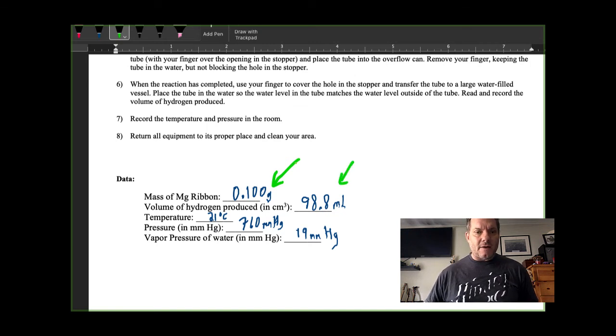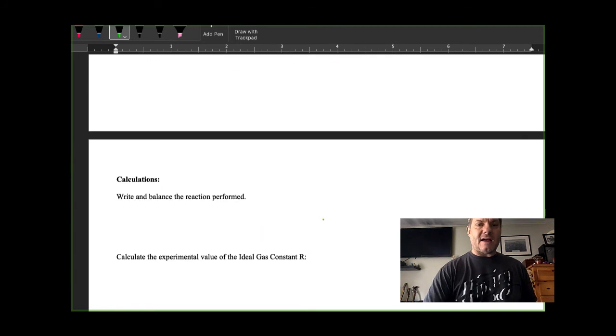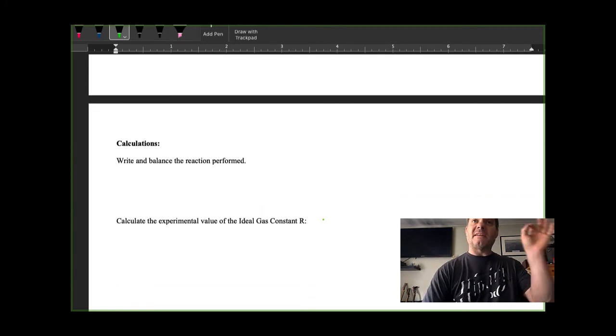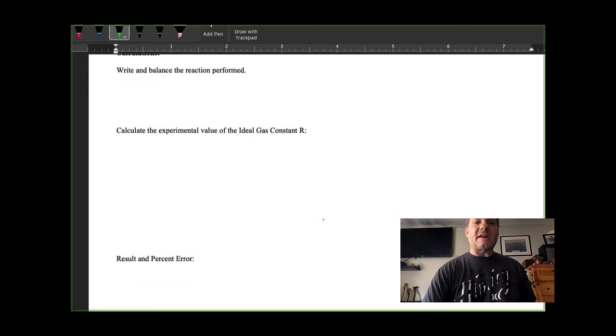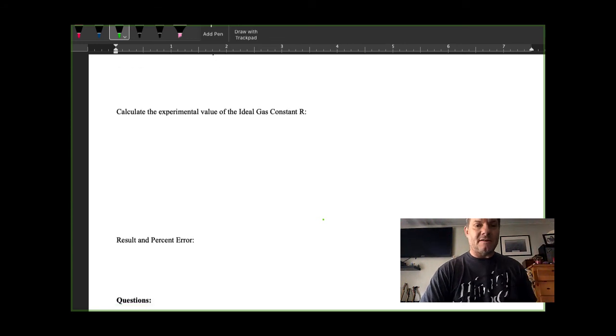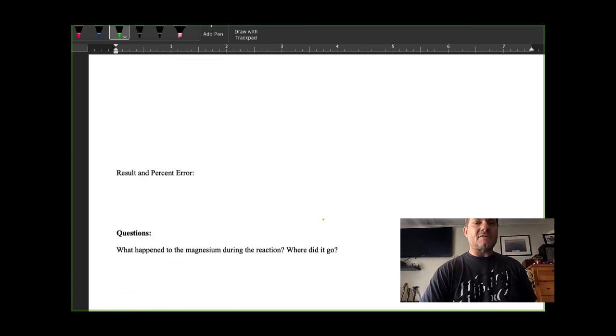We know our volume of hydrogen. That's got to be in liters, right? We know our temperature. Convert that to Kelvin. And we know how to get the pressure of the hydrogen when we know the total pressure and the pressure of the water vapor. That brings us down to writing a balanced equation for that magnesium reacting with the hydrochloric acid. Then we're going to calculate our experimental value of R based on the PV and nT that we solve for. Then, of course, we're going to have a result, and then compare that to the percent error that you should have based on our actual value, our theoretical value that we use in our calculations.